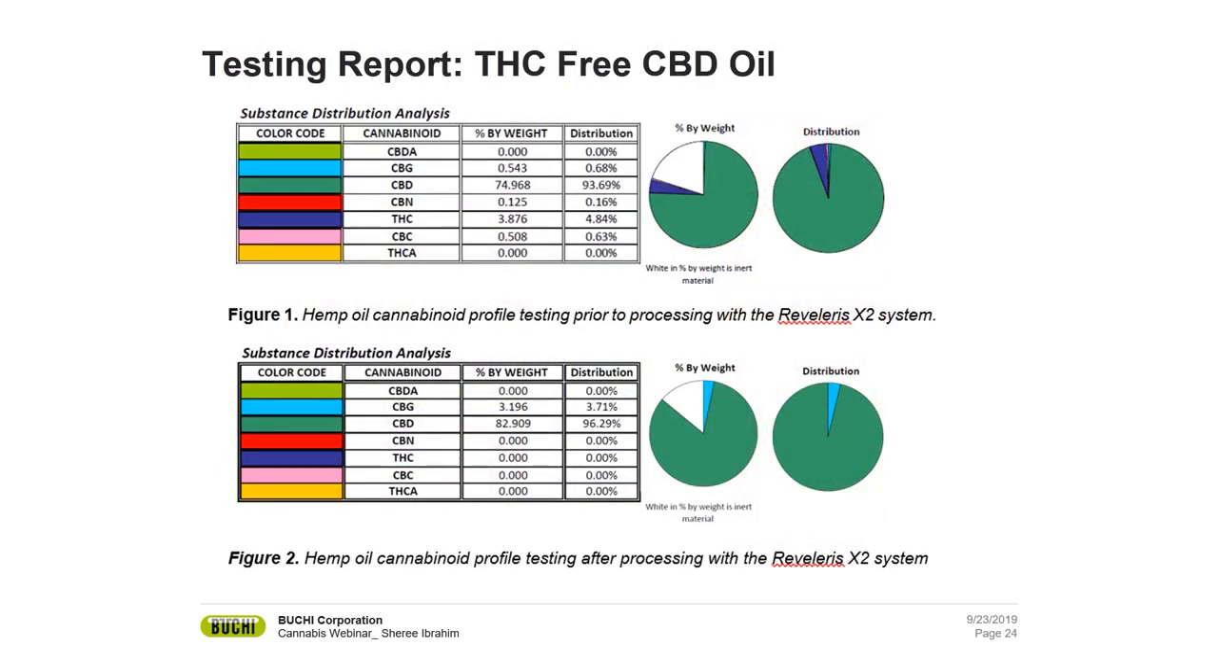This is the testing report for THC-free CBD oil. On the top we have the starting material coming from the CO2 extraction hemp oil at 74.9% CBD and 3% THC. After processing with the flash chromatography instrument, we have undetectable levels of THC and the purity of CBD is much higher, around 96%.